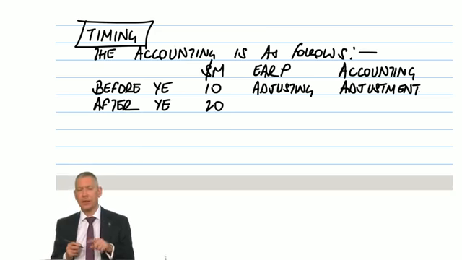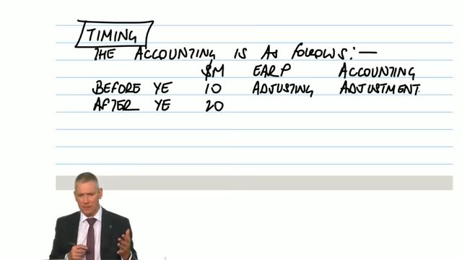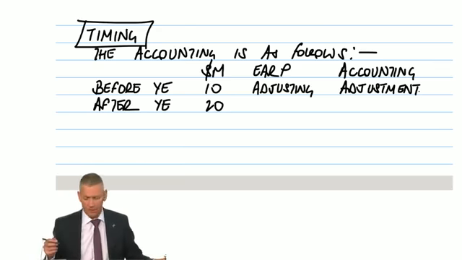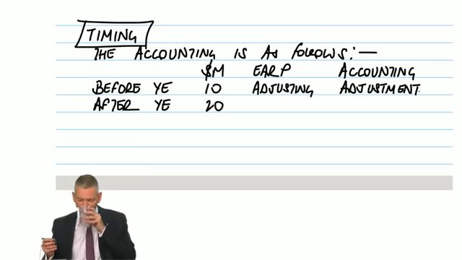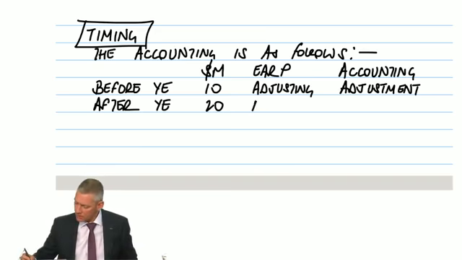But the 20 million that was stolen after the year end was in the bank account at the year end. And saying it wasn't in the bank account is a lie. It was in the bank account. So you can't adjust. So events when you can't adjust are called non-adjusting ERP.